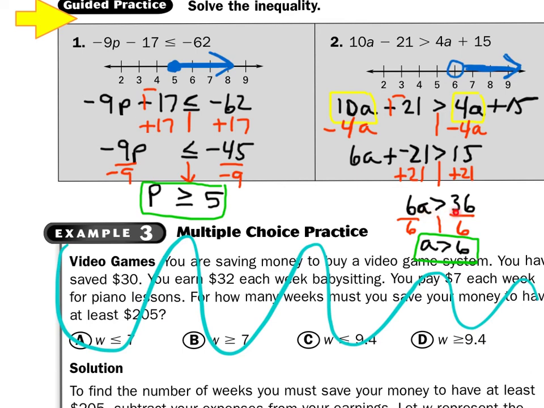So I have 6a is greater than 36. Now I want to destroy the 6. So I'm going to divide by 6 on both sides of the wall. Well, since I'm dividing by a positive, nothing changes. So 6 divided by 6 is just 1. I brought down the a, I brought down my symbol, and 36 divided by 6 is 6. So I get a is greater than 6. So when I graph it up here, I put an open bubble on 6 because it cannot be equal to, and then I shaded everything larger, everything to the right.